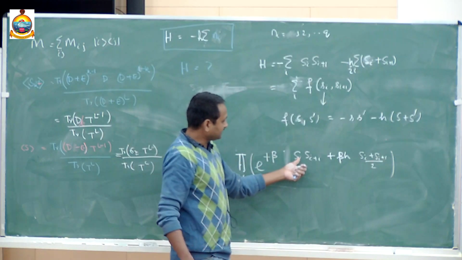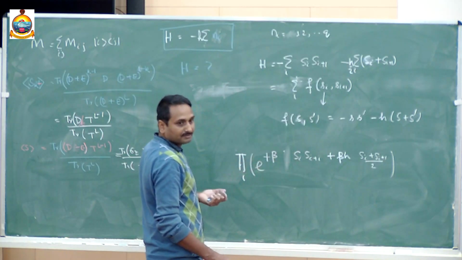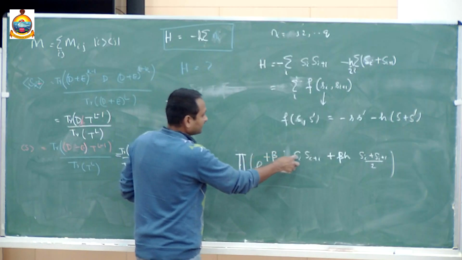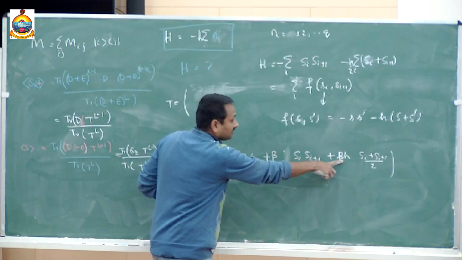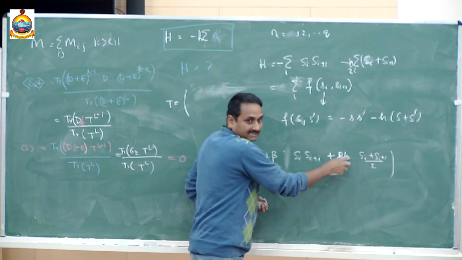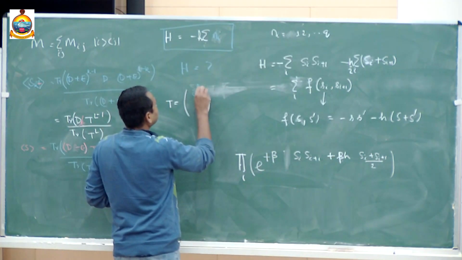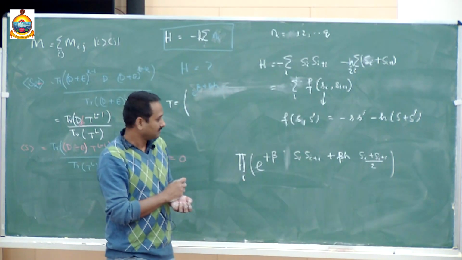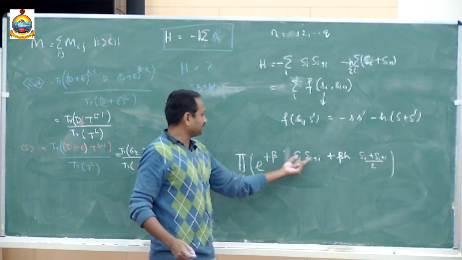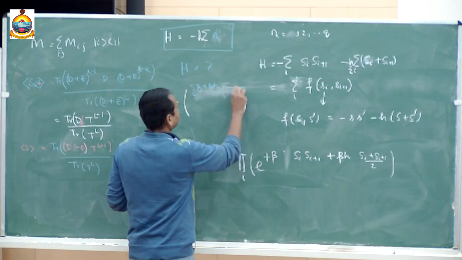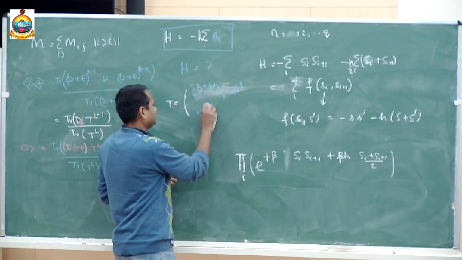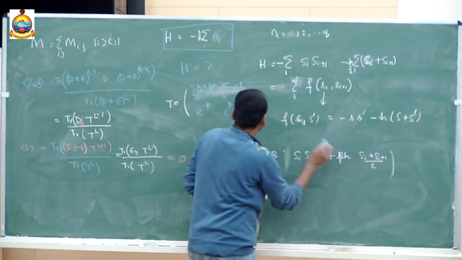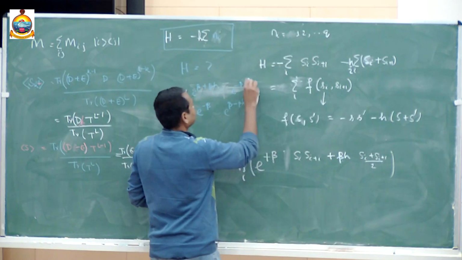So if you take this as plus and this as plus, what is the plus-plus element of T? It is e to the power beta, and from the field term, beta h. So e to the power beta plus beta h. What will be plus-minus? From the field term it will be 0, and from the coupling it is minus beta, so e to the power minus beta. The same for minus-plus. And the minus-minus element is e to the power beta, because this is minus 1 and minus 1, and the field gives minus beta h. Okay, so that's the matrix.